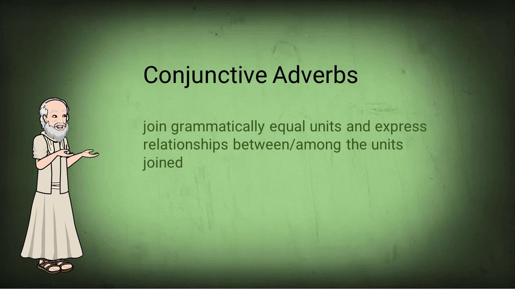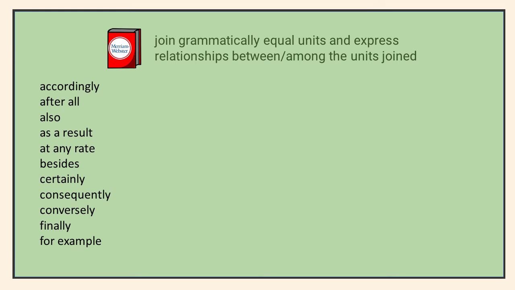Flashback alert. You may recall that conjunctive adverbs join grammatically equal units. That's the conjunctive part. And they express the relationships between or among the elements. That's the adverb part. Take a few moments to read aloud the conjunctive adverbs to help them get into your head.